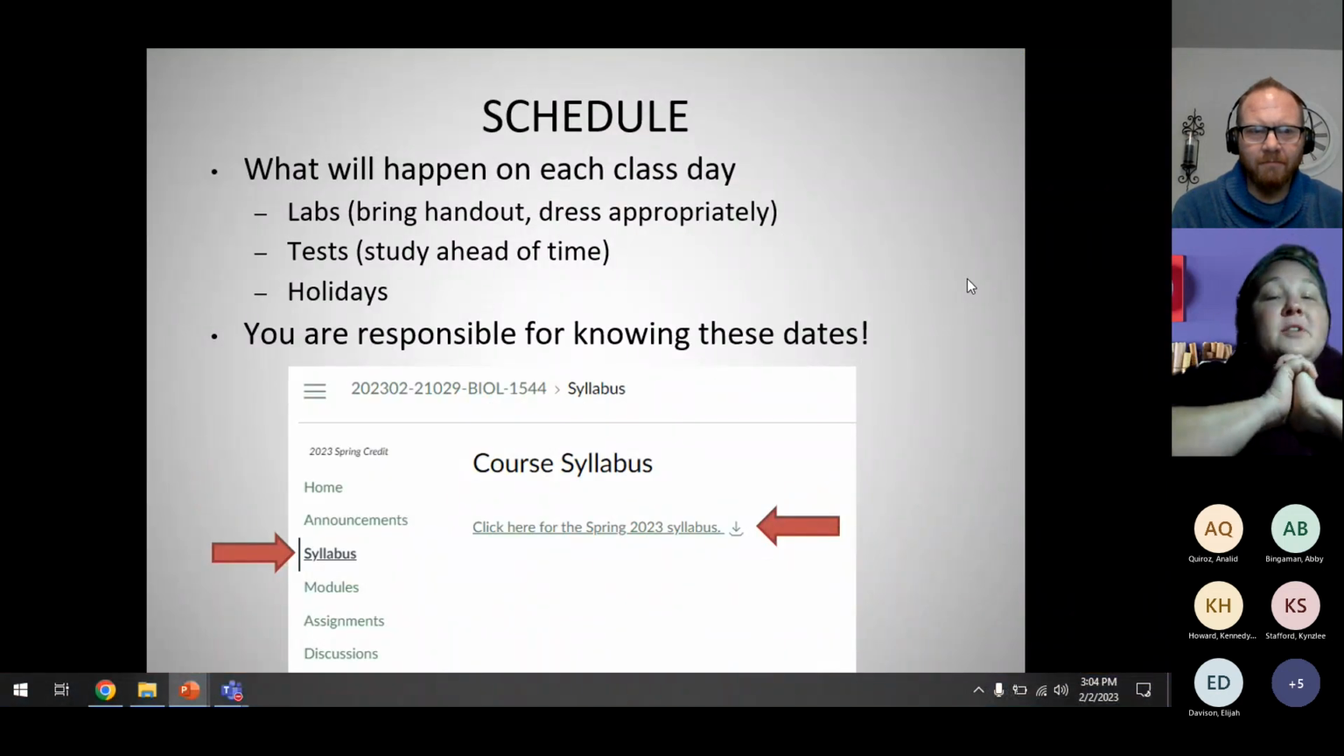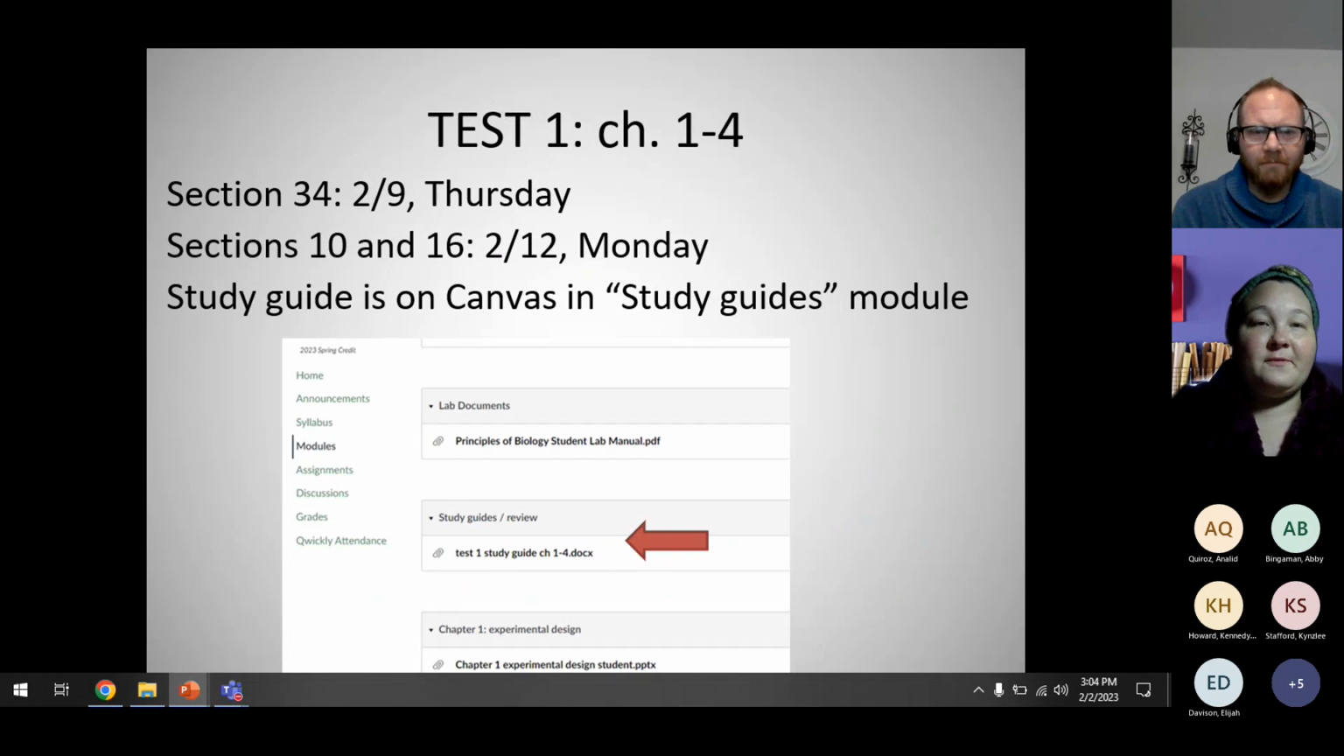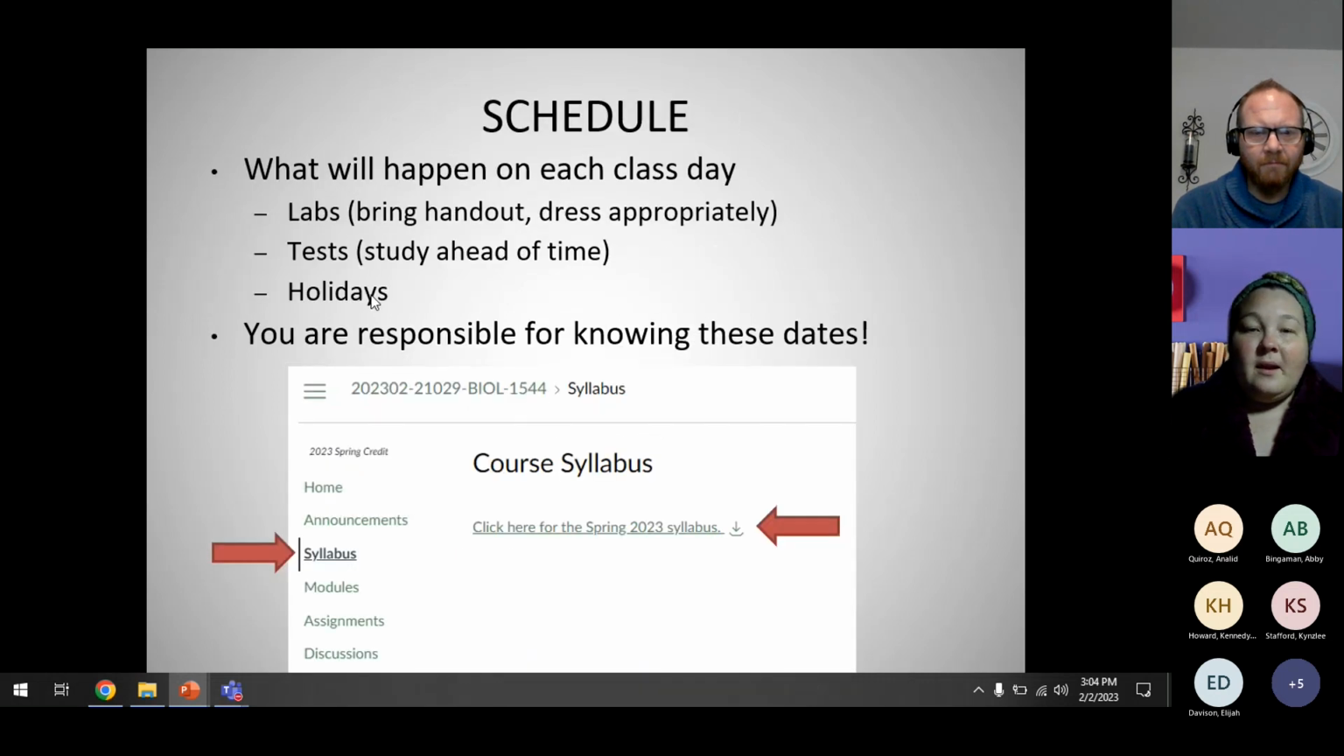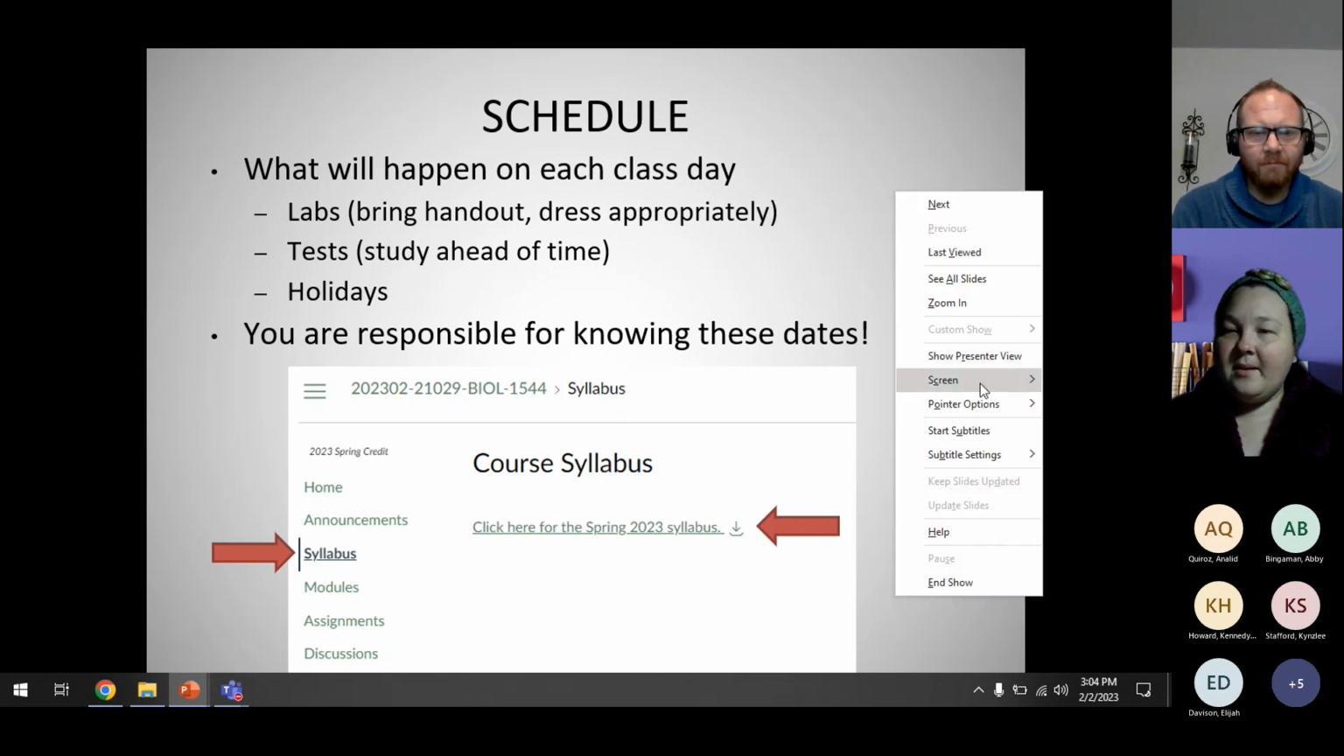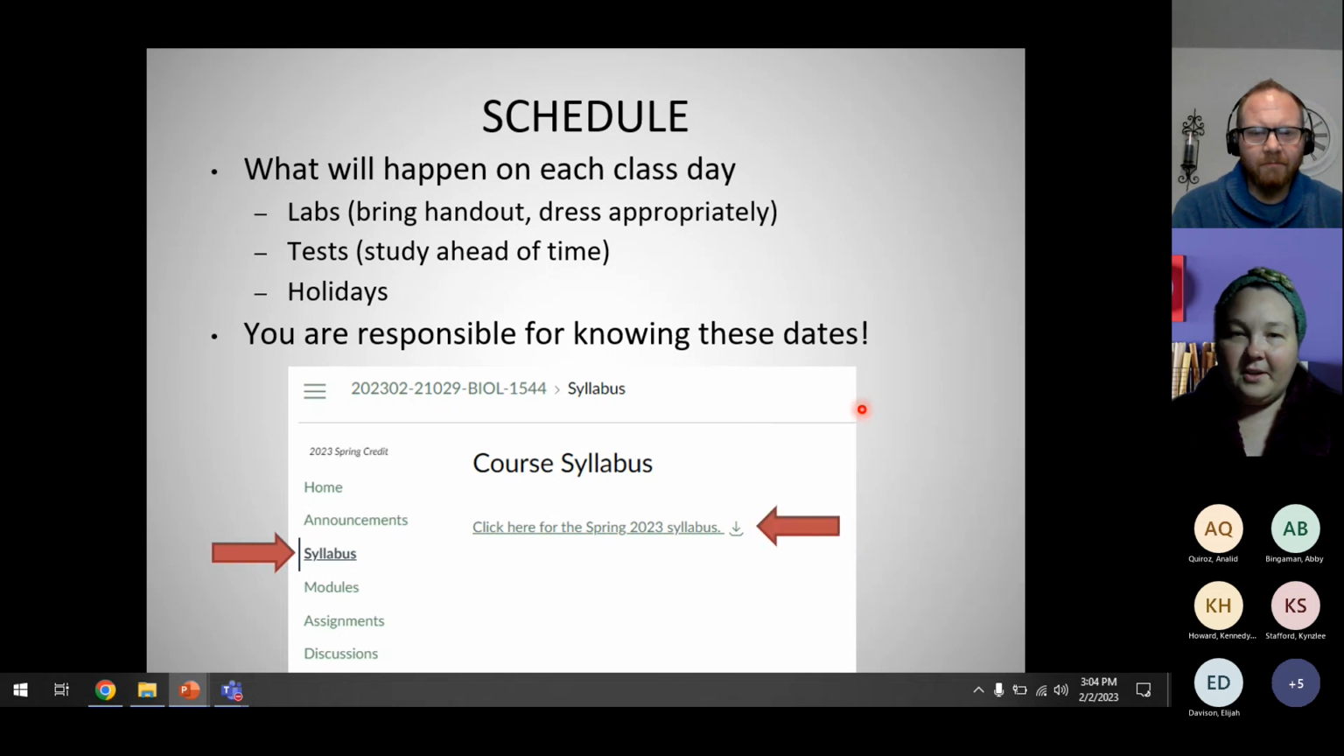All right, so first of all, there is a test for you guys. It is on the 9th. That is 1 week from today. There's a study guide on Canvas in the study guides module right there, which is right below lab documents. How would you have known? Well, you could know by reading the syllabus, which I'm 100% certain all of you did. You need to know what will happen on each class day because I have written it all down for you on the syllabus, the very last page.